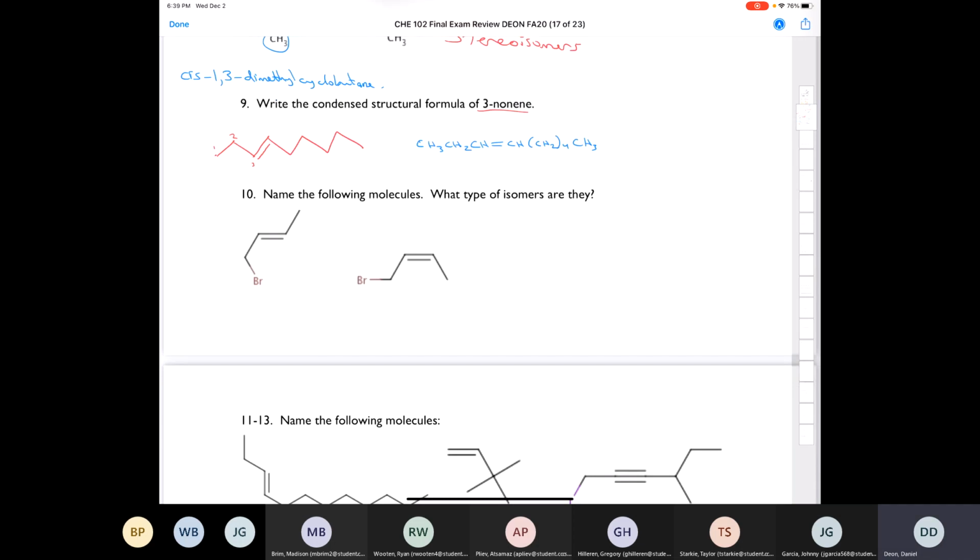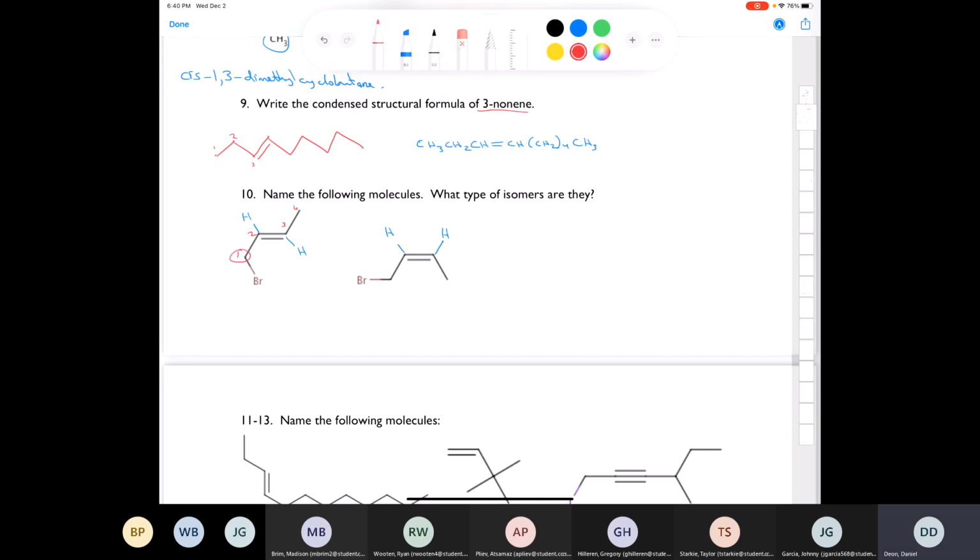Let's try naming these two molecules. These do fall under the cis and trans umbrella, don't they? Because this molecule here has 2 hydrogens that are trans to each other, and this one has 2 hydrogens that are cis to each other. Well, if we look at the longest carbon chain, it has 1, 2, 3, 4 carbons in it.